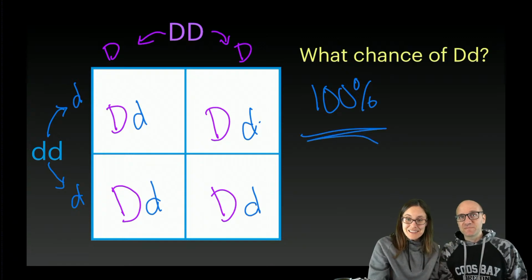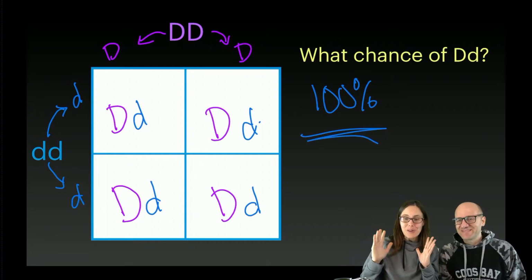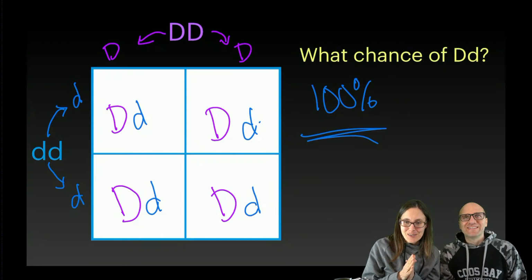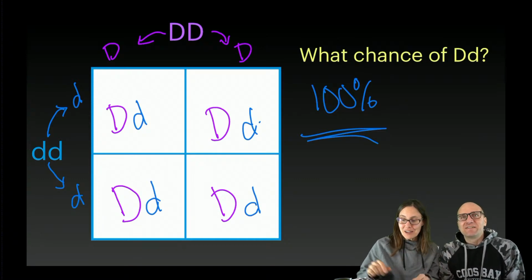100% heterozygous. And I'm seeing the chat just fill up with 100%. Good job, Three Amigos and Elmo and Rebecca and everyone else, Catherine.